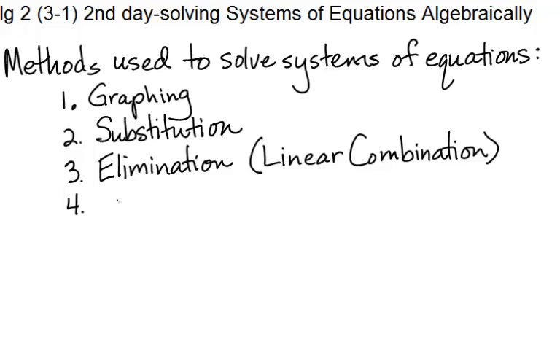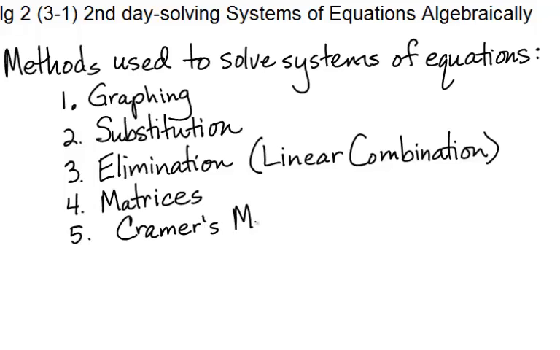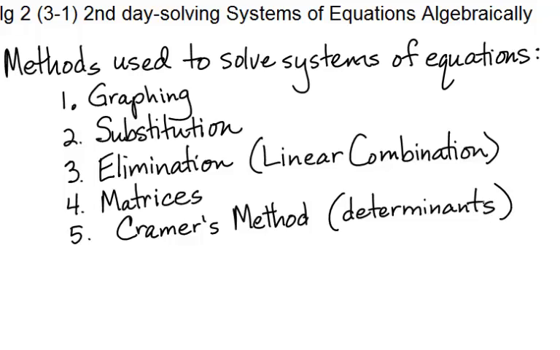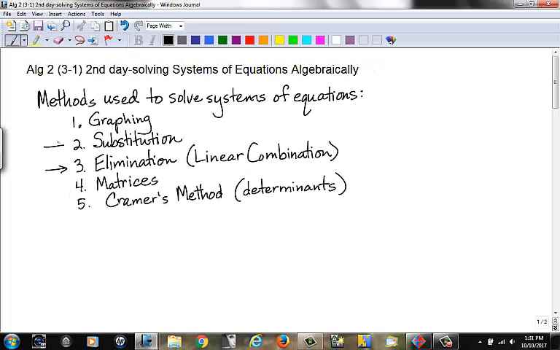And then we will eventually get to another method called matrices. We'll do that in this class. And another method will be Cramer's method, and that is also what they call determinants. So we're basically today going to go back and review substitution, and review elimination, and then a couple review problems from yesterday on the graphing.